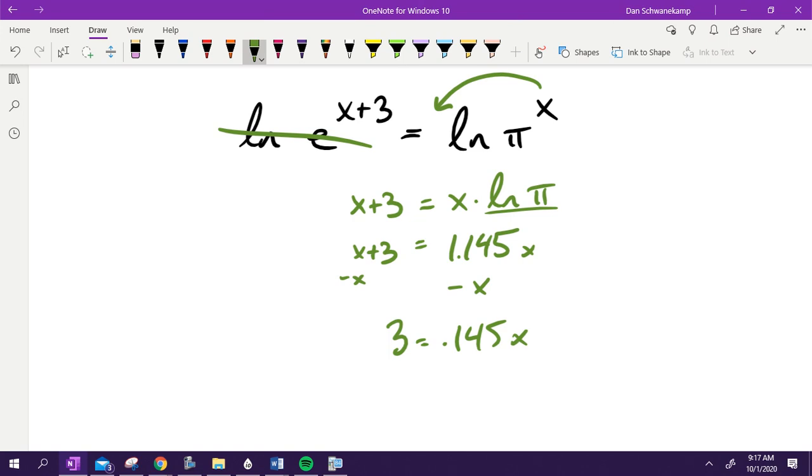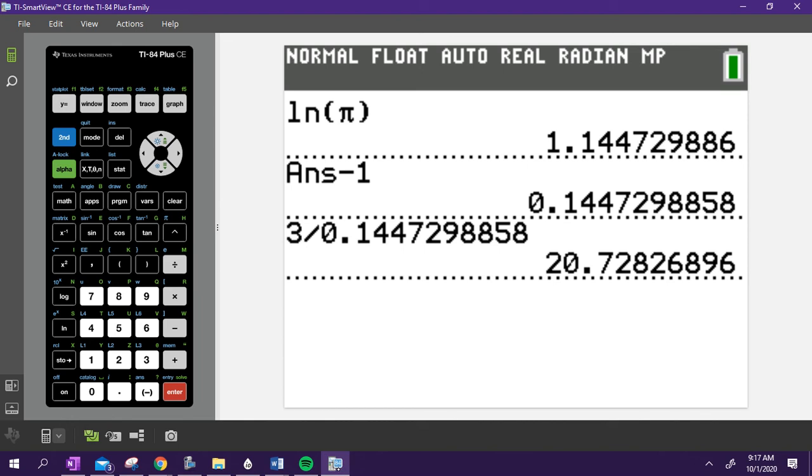Yeah, I was just thinking about that. Exact answer on this one, ugh, it would be rough. There's probably a great way of doing it, but why would you want to? You're already dealing with natural log of pi and everything else. This would not be one that I would say you need to give me an exact answer. That's a great question. I had the same thought. So x is equal to 20.728.